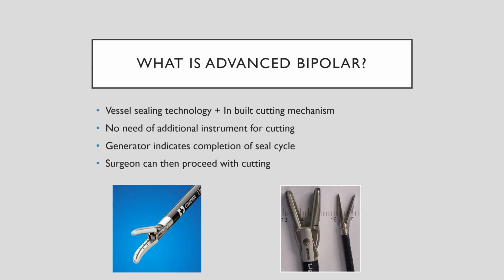So what is advanced bipolar? It is vessel sealing technology plus an inbuilt cutting mechanism. No need of an additional instrument for cutting, and the generator indicates the completion of the seal cycle with the impedance feedback loop, and the surgeon can then proceed with cutting.